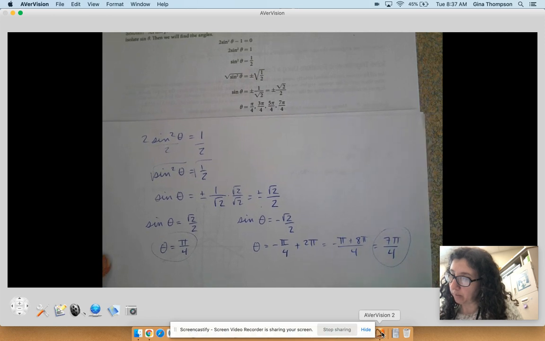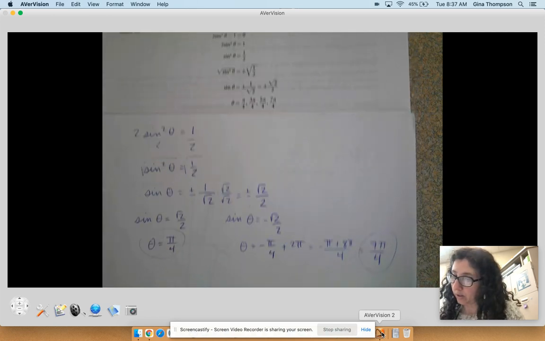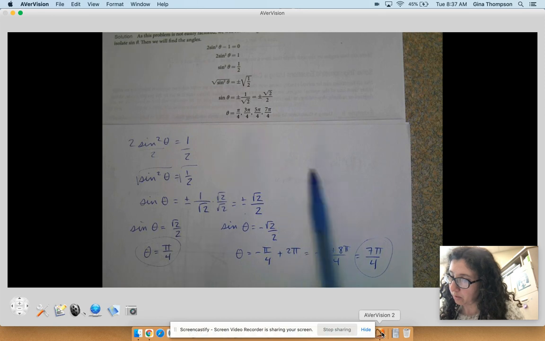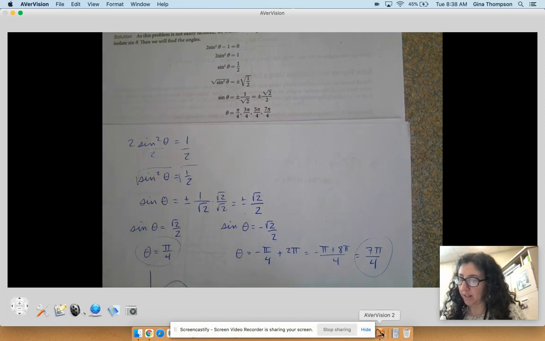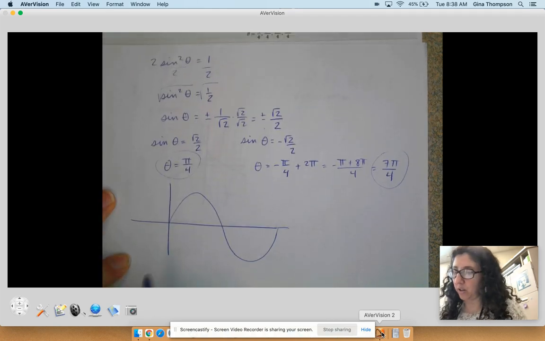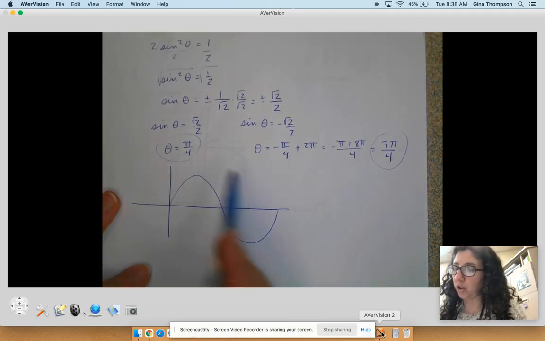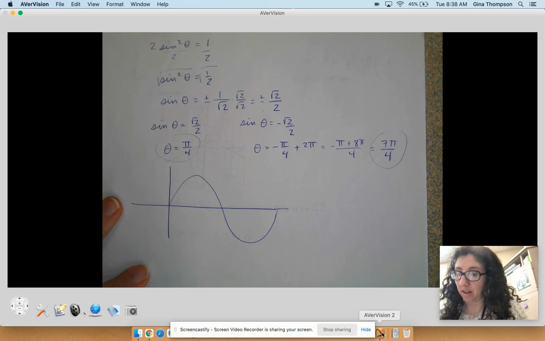I missed some here. So let's look. Yeah, okay, so we got to be really careful here. So let's think about this. So between 0 and 2 pi, sine of theta looks like this, right? So these are going to be our two main answers.